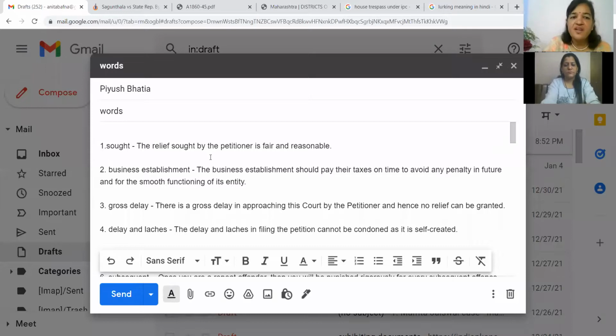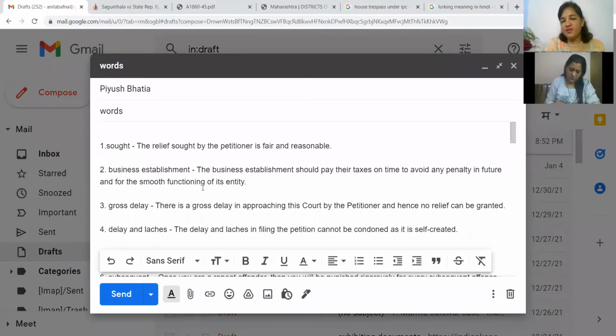Sought. The relief sought by the petitioner is fair and reasonable. Whenever we go to the court, we ask that I'm seeking relief. Seeking, sought, these words are very important. The relief sought by the petitioner is fair and reasonable. What has been sought by the petitioner? What the petitioner wants is a fair and reasonable thing. The word sought is very important if you can use it.